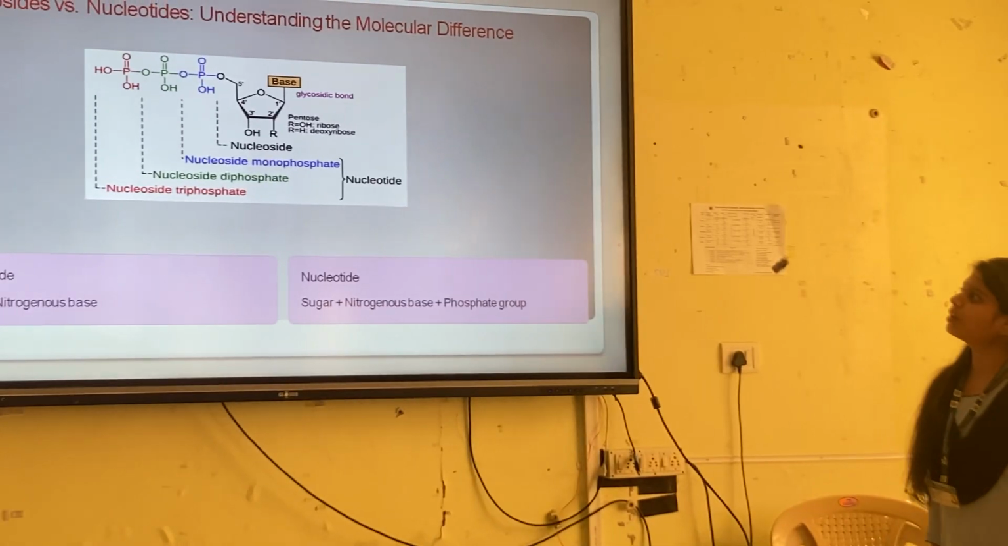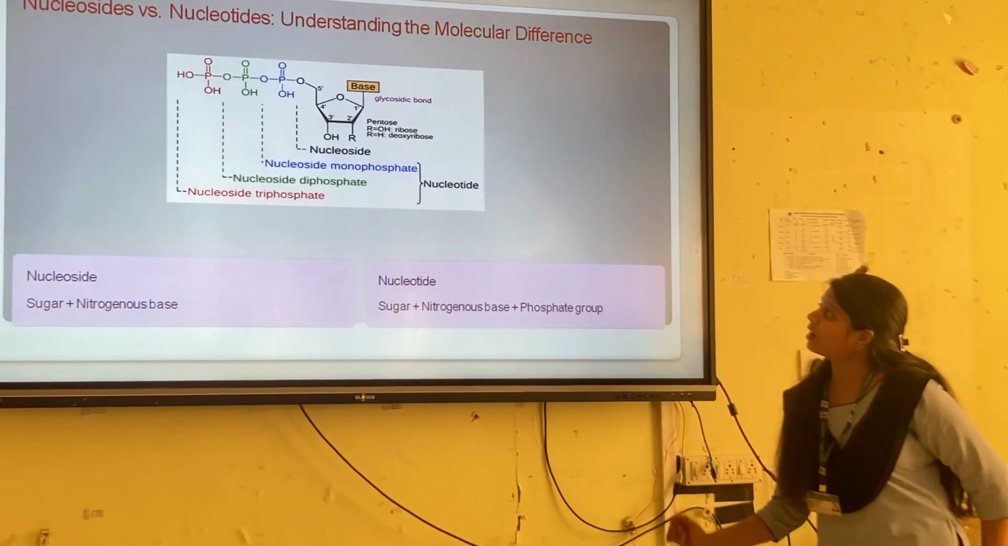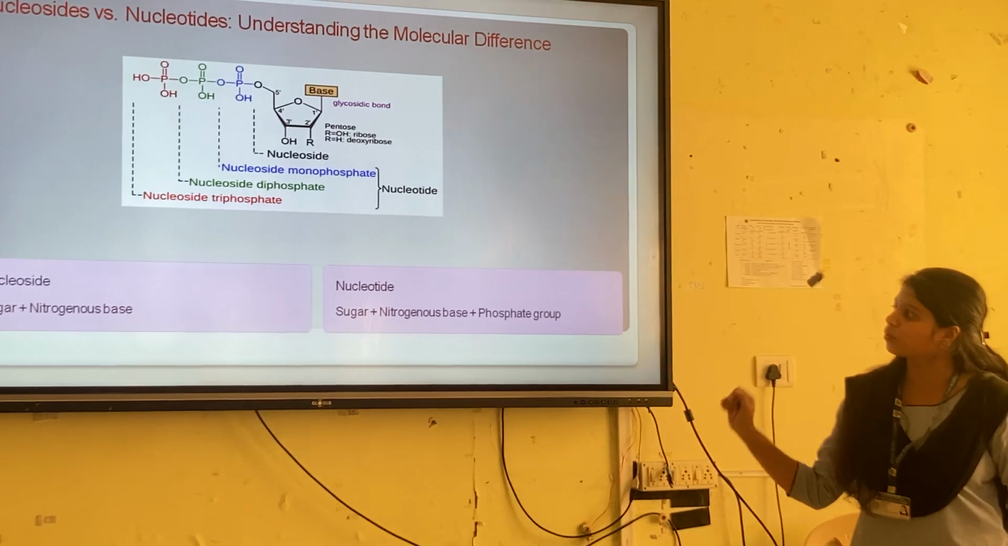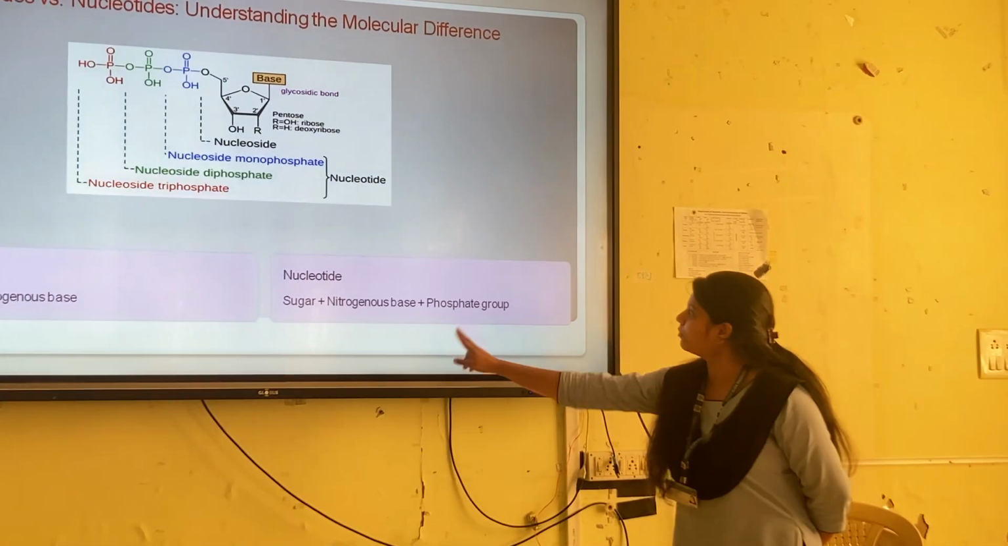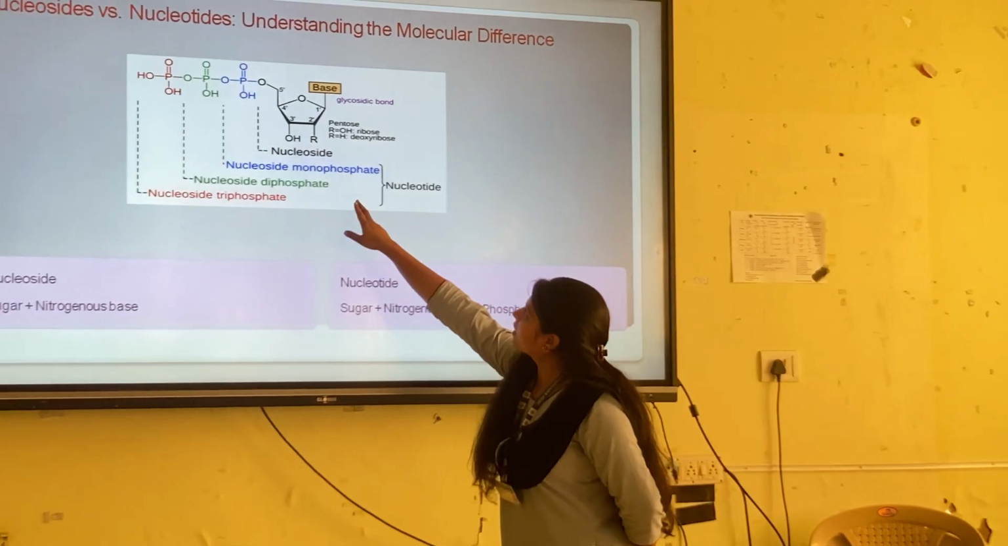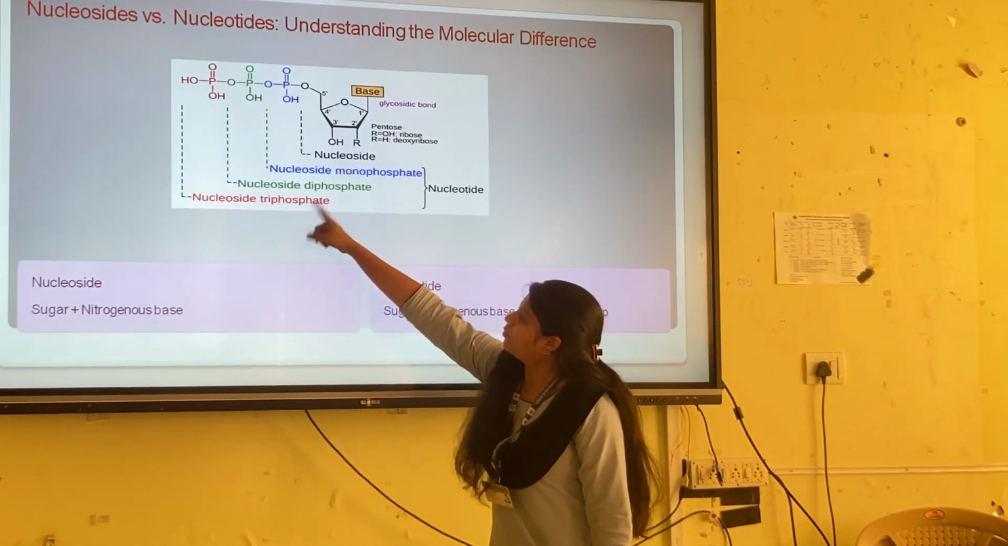The next slide includes the difference between nucleoside and nucleotide. So nucleoside basically consists of the sugar and nitrogenous base, whereas nucleotide consists of sugar, nitrogenous base, and phosphate group. Like here we can see, this is the base, then we have the sugar, and we have the phosphate group.